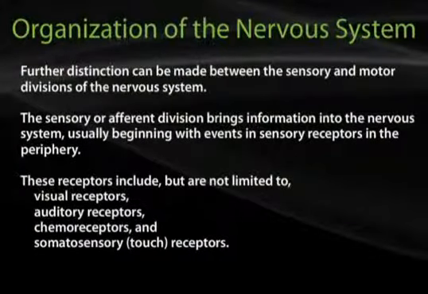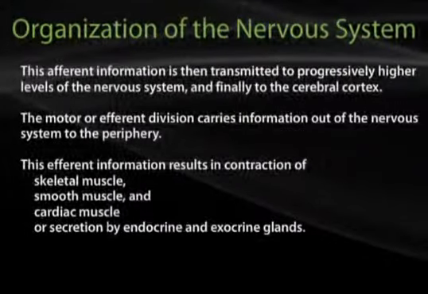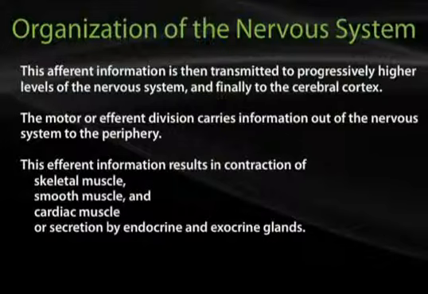Further distinction can be made between the sensory and motor divisions of the nervous system. The sensory or afferent division brings information into the nervous system, usually beginning with events in the sensory receptors in the periphery. These receptors include, but are not limited to, visual receptors, auditory receptors, chemoreceptors, and somatosensory or touch receptors. This afferent information is then transmitted to progressively higher levels of the nervous system and finally to the cerebral cortex.